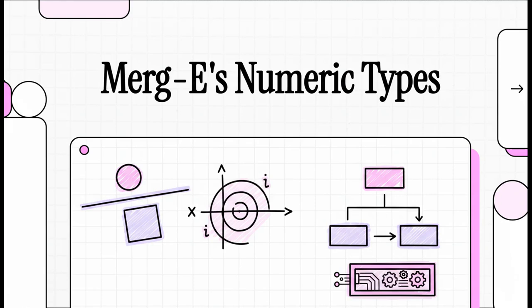Welcome to the Explainer. Today, we're taking a look under the hood of the Merg-E programming language to break down exactly how it implements rational and complex numbers. We're going to keep it strictly to the architectural nuts and bolts, why these specific numeric types are necessary, and how they actually function mechanically. Let's get right into it.